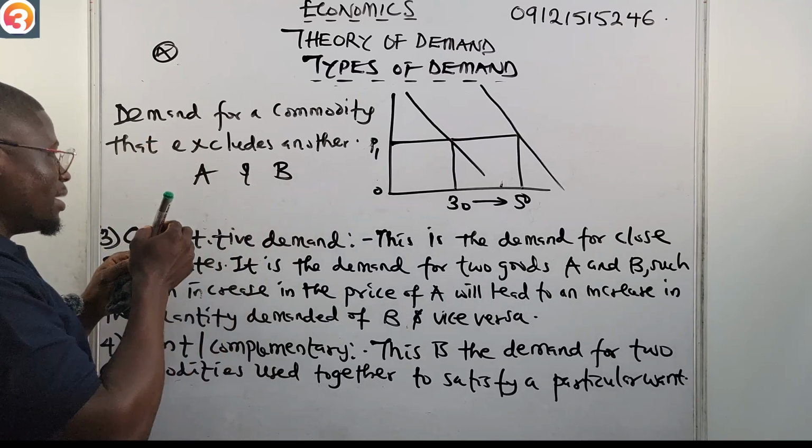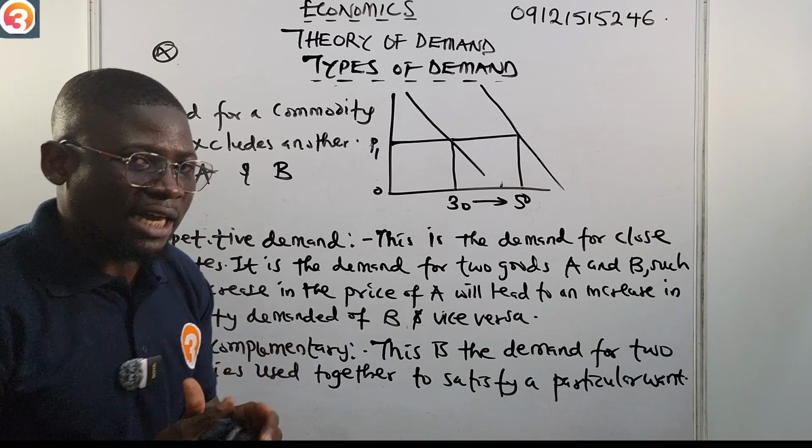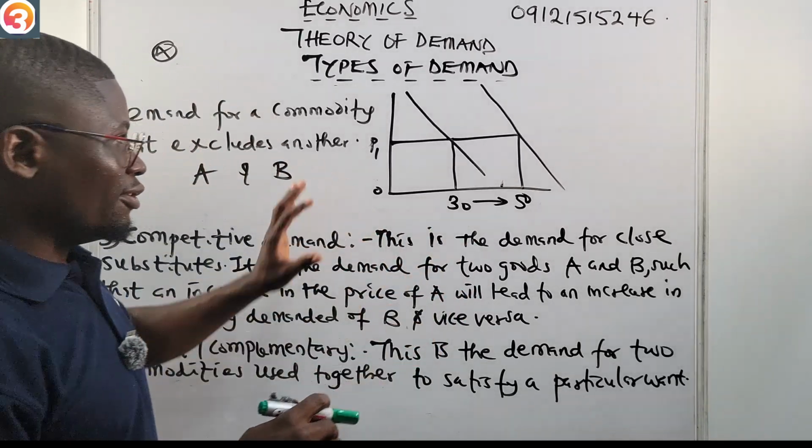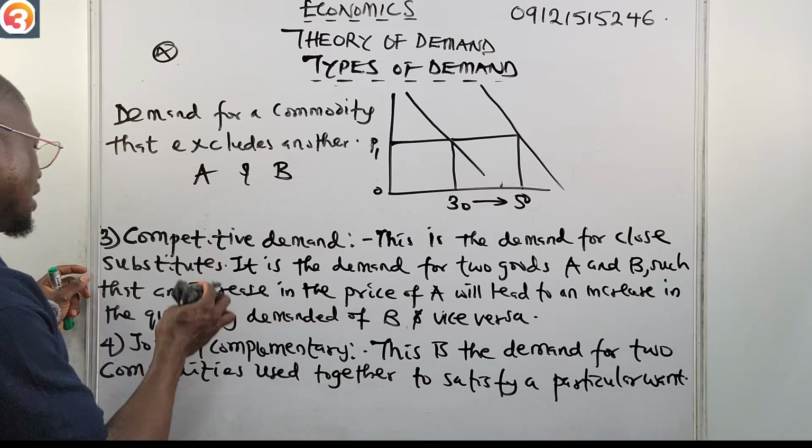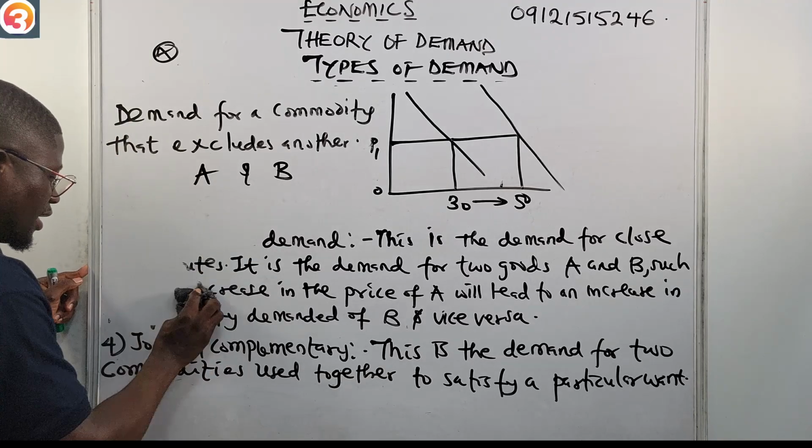Okay, so it's demand for a commodity that excludes another. Please take note of that. Understand how it was illustrated with the graph. Now let us go to the fourth example.